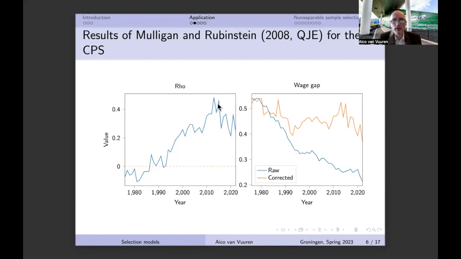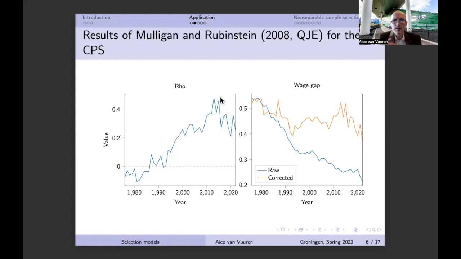Then we are going to be in a situation in which the women that have, say, the highest wages actually work, and those women that do not work have the lowest wages. Well, Mulligan and Rubenstein make a very big point out of the fact that it is first negative and then it turns positive.